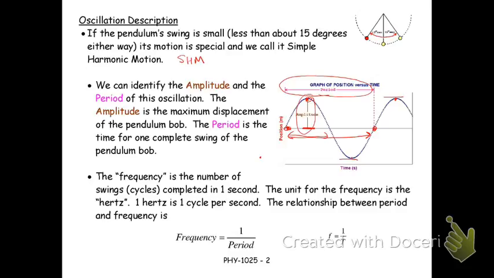And somebody at some point said, let's do some math. And they invented this term frequency. And frequency is the number of swings or cycles that are completed in 1 second. So you can have 53.5 hertz, cycles per second, or 17.2 cycles per second. You went through 17 complete cycles and then 1/5 of another cycle. The unit for frequency is hertz.